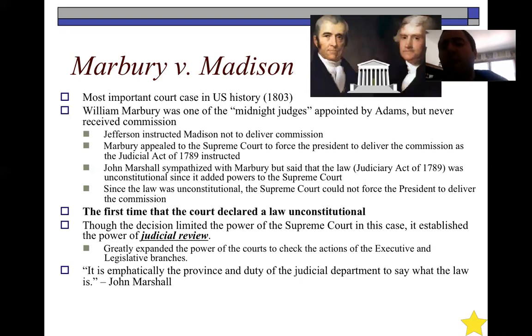If you need to rewatch or jot down anything else, please do so before moving on to the next point. Marbury v. Madison, power of judicial review, most important case in U.S. history, 1803.